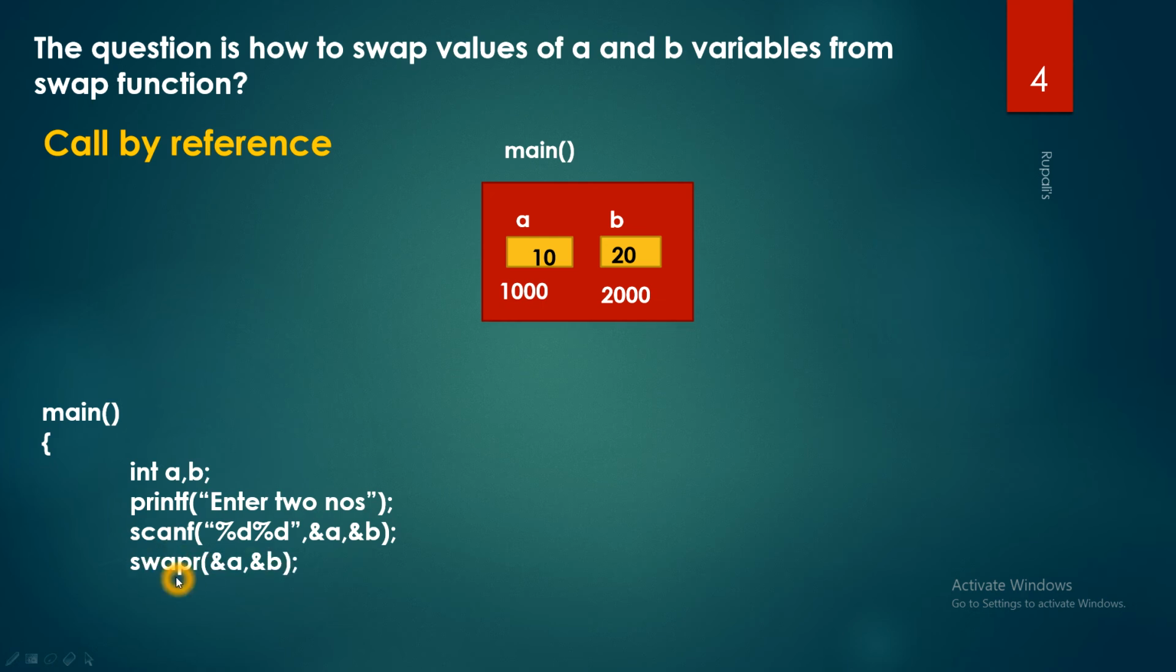Now I am calling the swapper function. The purpose of this function is to swap the values of these two variables by the address of a and by the address of b.